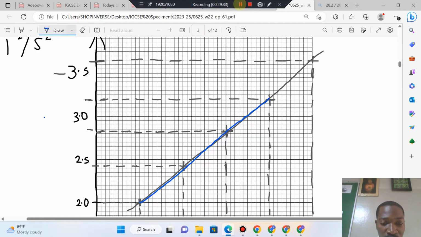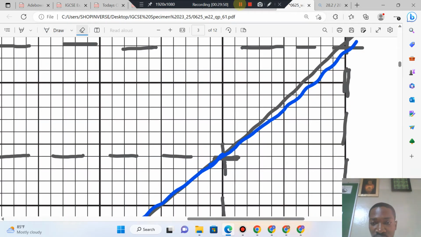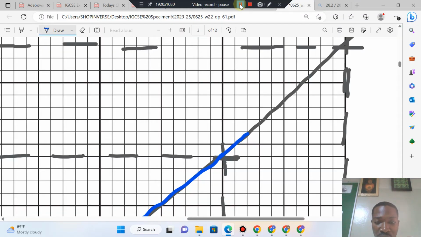You may decide to draw yours this way, a big right angle triangle. Then you close it, okay? Also, you may decide to just take it to the end. This is not good enough. So you may decide to take it to the end, and then you bring it down. So you'll be picking your values from this big right angle triangle.